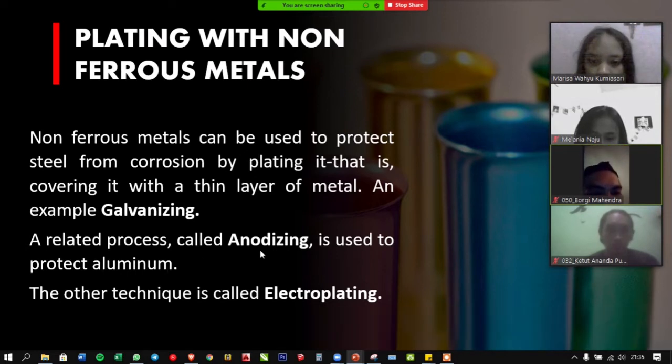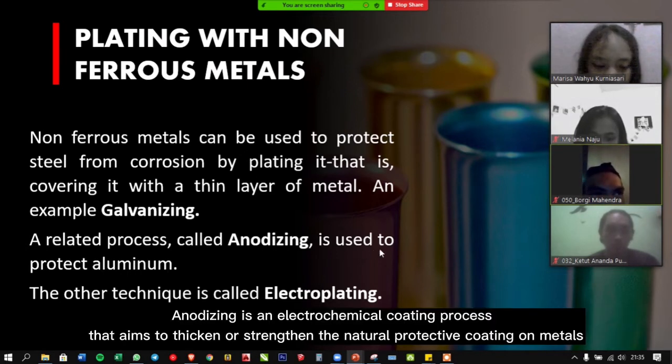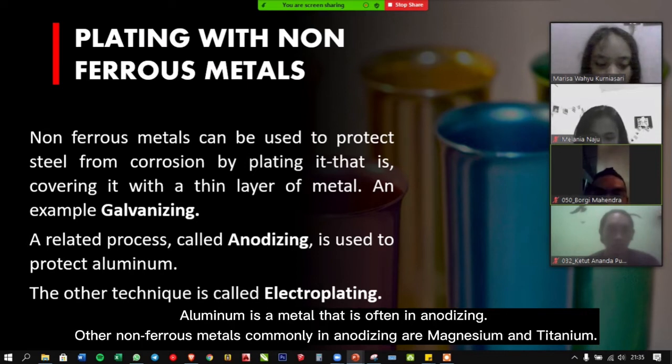A related process called anodizing is an electrochemical coating process that aims to thicken or strengthen the natural protective coating on metals. Aluminium is a metal that is often used in anodizing. Other non-ferrous metals commonly used in anodizing are magnesium and titanium.